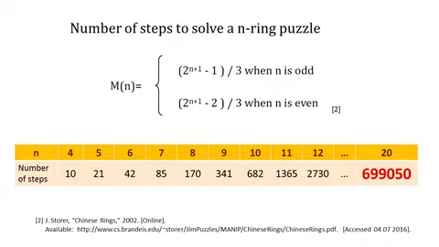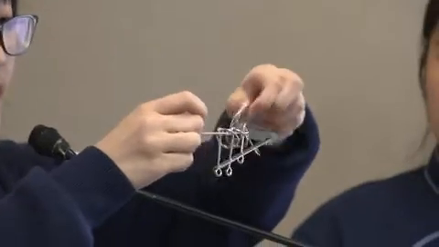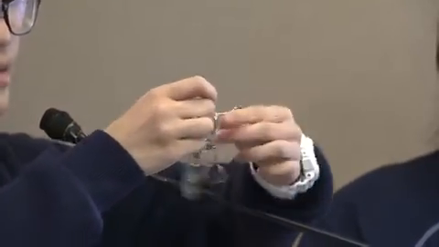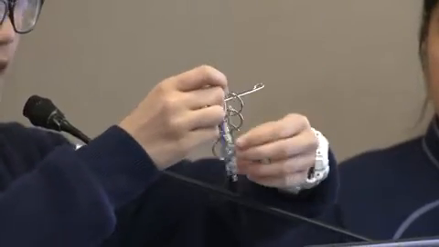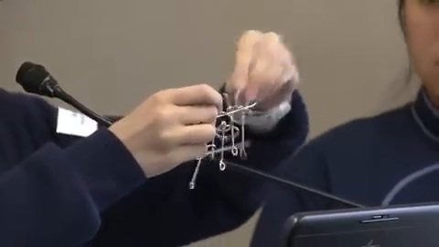Now, I'm going to talk about how to solve a Chinese ring and the total number of steps to solve it. We will use m_n to represent it. Now, I'm going to solve the 5-ring Chinese ring. We may see that a 5-ring Chinese ring takes 21 steps in total to remove all the rings, and the 9-ring puzzle takes 341 steps.